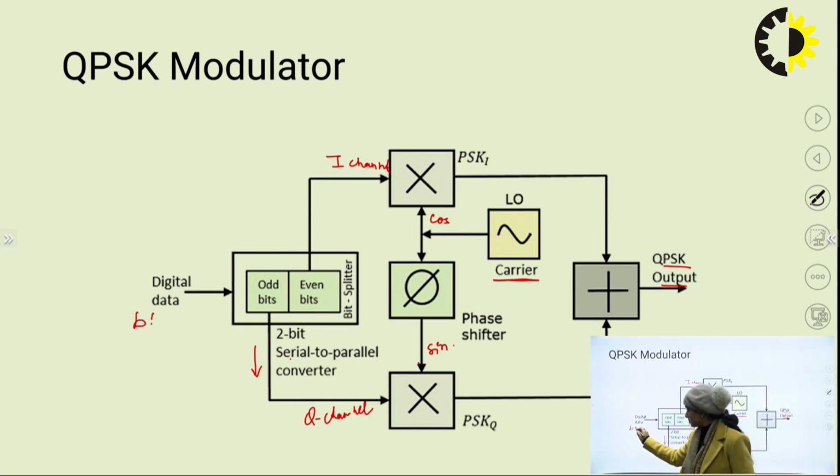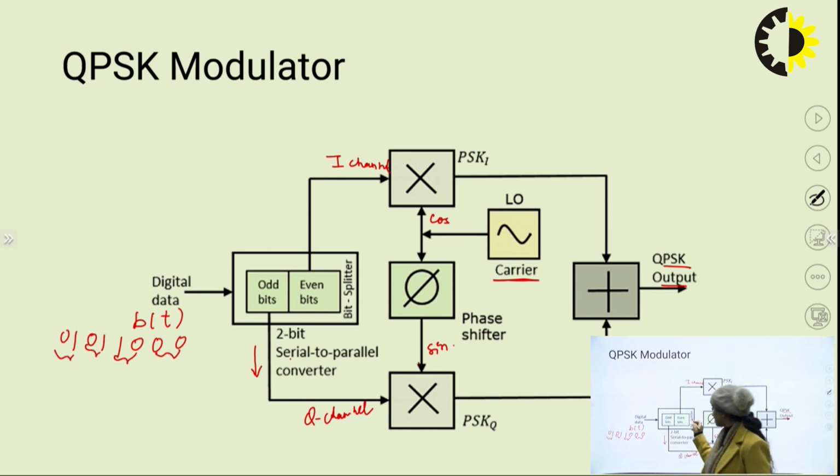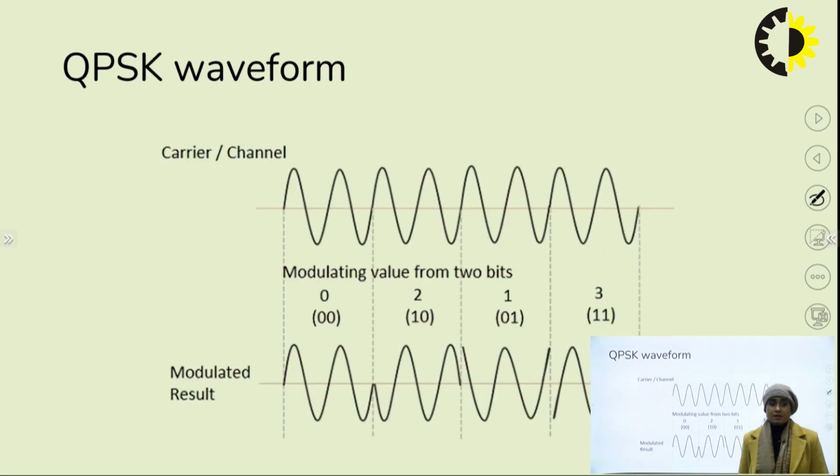Input message, binary bits, 2 bits at a time. First two, next two, and the bits are split and go to the product modulator. Another input is the carrier and the inverted carrier, 2 BPSK are generated, summed, and we get QPSK. This is how my waveform must look. If this is my carrier, phase shift must be observed.